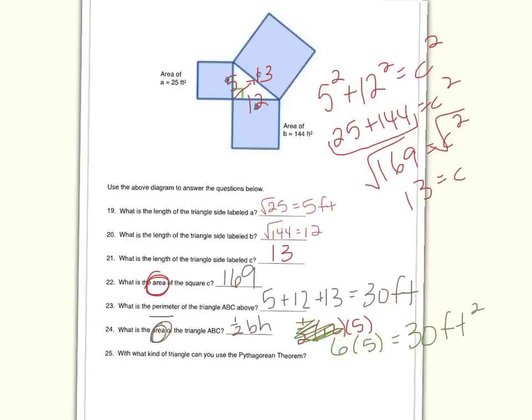So that's just ironic that the perimeter and the area end up being the same. But do you see how my labels are different? Because this is feet squared. Remember, perimeter is in feet, area is in feet squared.